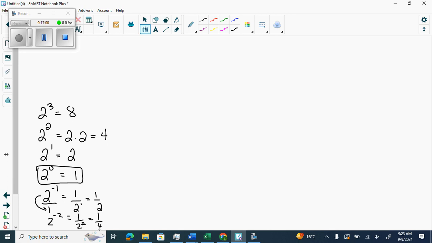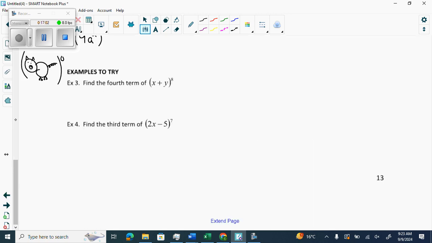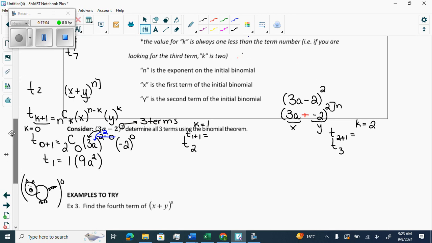All right, let's go back to here. So negative 2 to the 0 is 1. What does multiplying by 1 do? Nothing. Term 1 is just 9a squared. So when I go to write out my trinomial, and I know this has 3 terms because we discussed this, it's 1 more than n, my first term is going to be 9a squared. Cool. So my answer is going to be 9a squared, something, something, something.